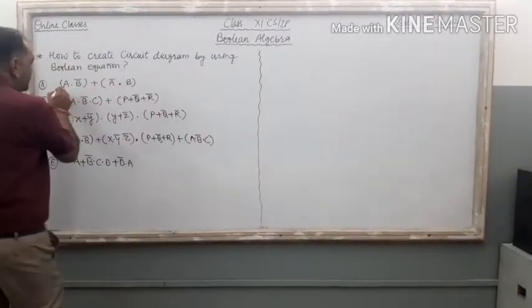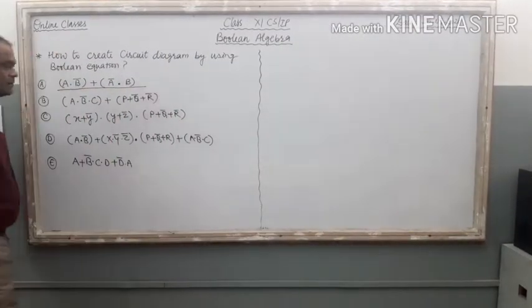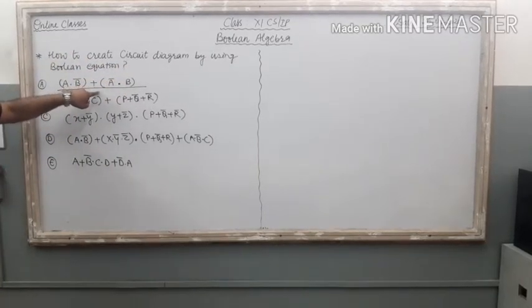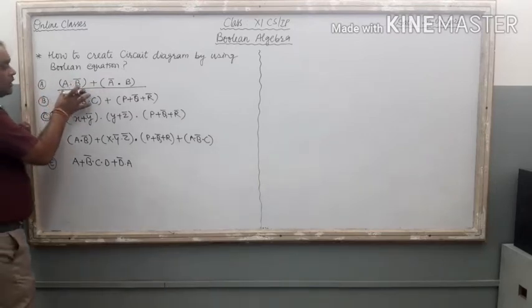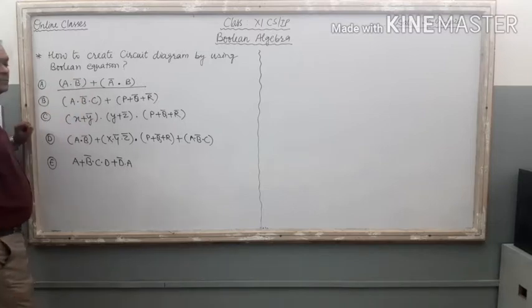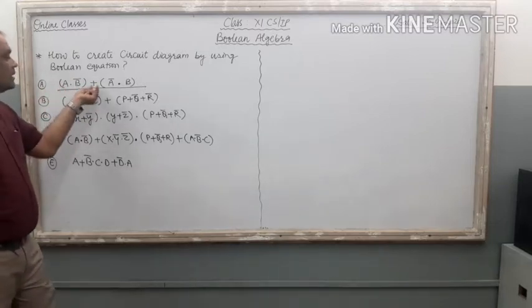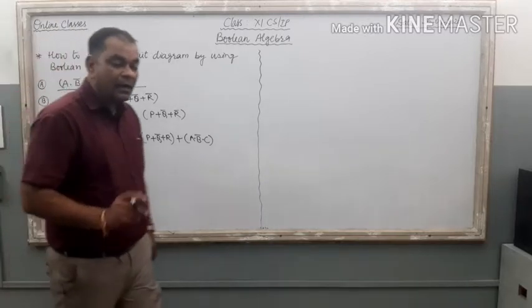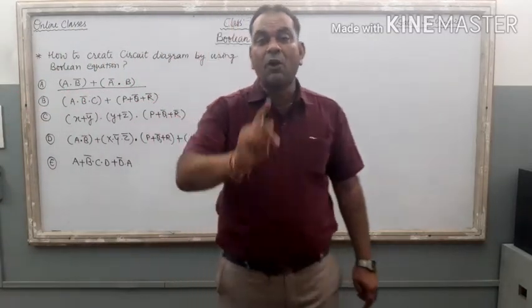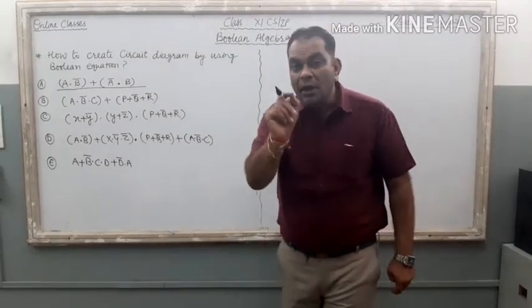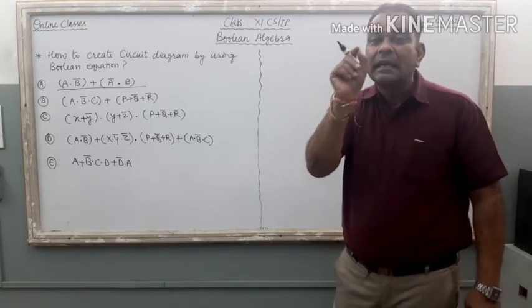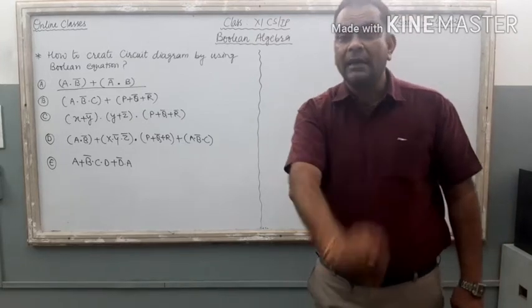Here just see the first Boolean equation. The question is, draw the logical circuit diagram of this Boolean equation. Inside one bracket a dot b bar, bracket close, plus inside another bracket a bar dot b. Here keep in mind, plus is used for OR gate, dot is used for AND gate, and bar or dash is used for NOT gate.